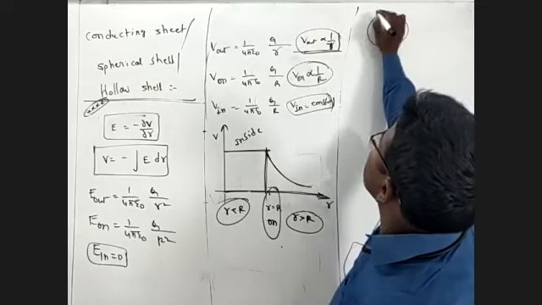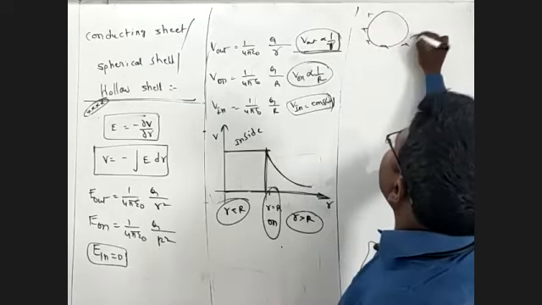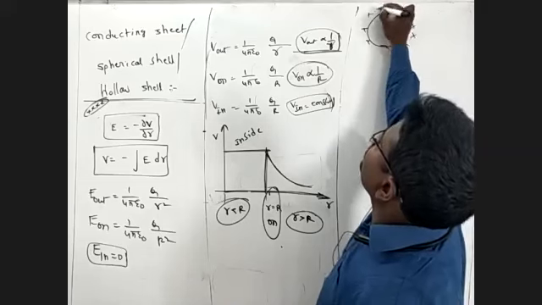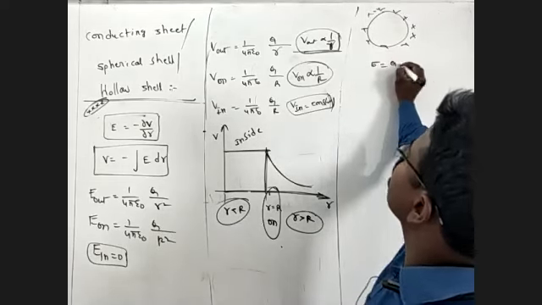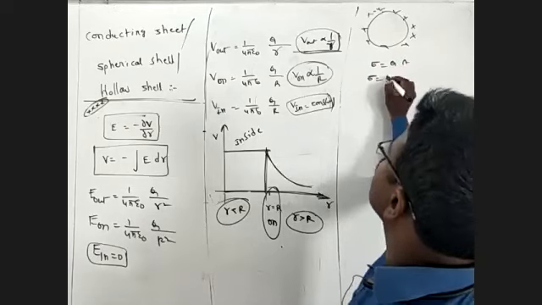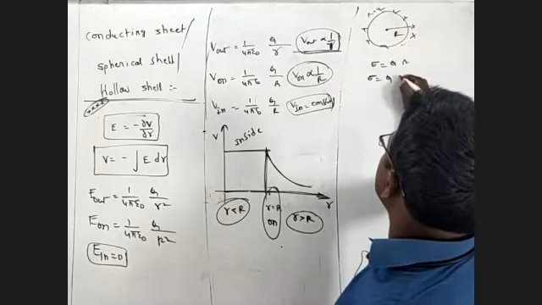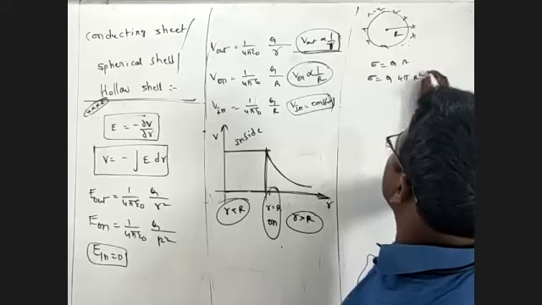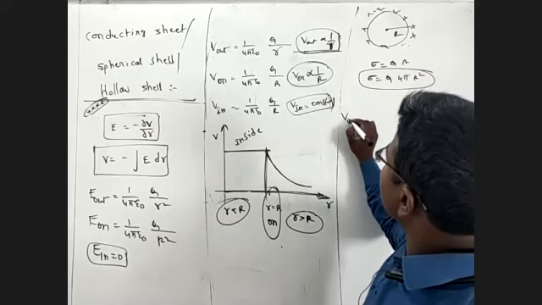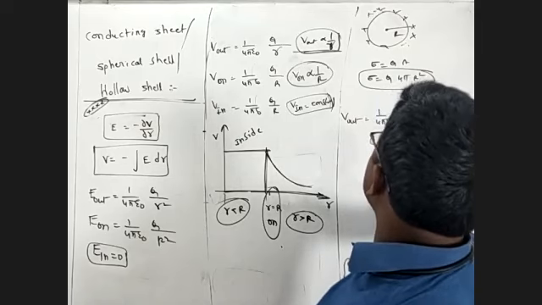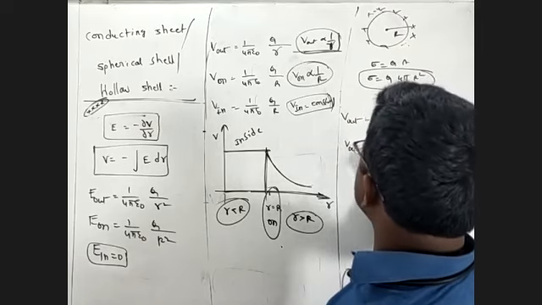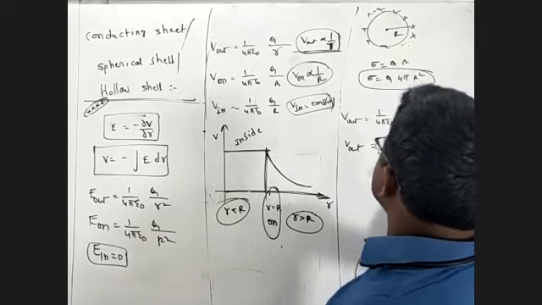So this is a spherical shell. Sigma is equal to Q by A, where the area is 4 pi R squared and the radius is capital R. So V out is equal to 1 by 4 pi epsilon naught, Q by R.